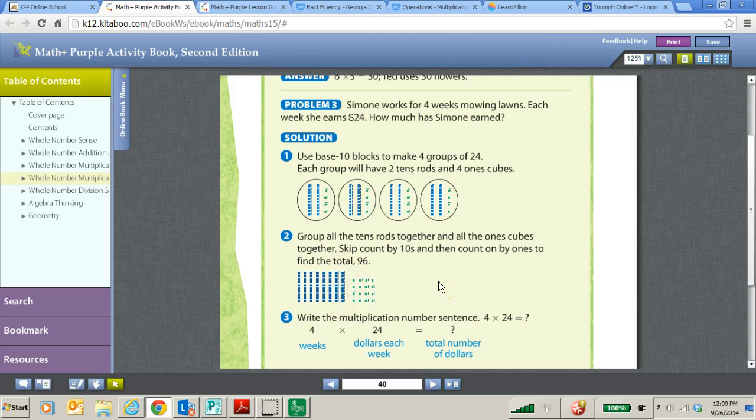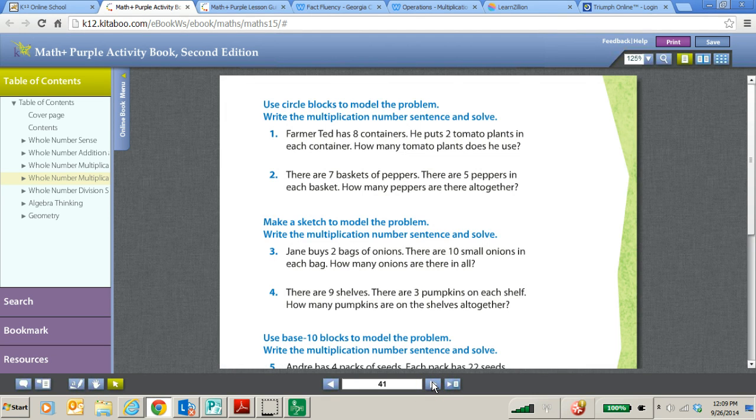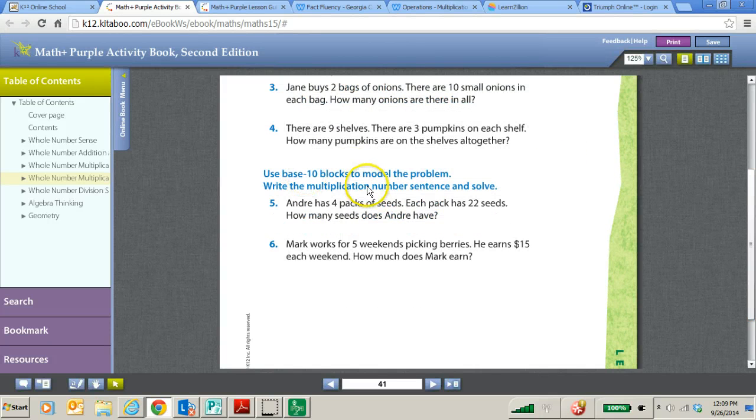So the most important thing is that they understand that multiplication means multiple groups. It means that we have 4 groups with 24 in each group, and modeling it is perfectly acceptable. Now, as we continue to go through the unit, you're going to see some additional word problems where they want you to make groups with certain amounts in each group. And then you will see that it says use base 10, because these are the models that are larger.